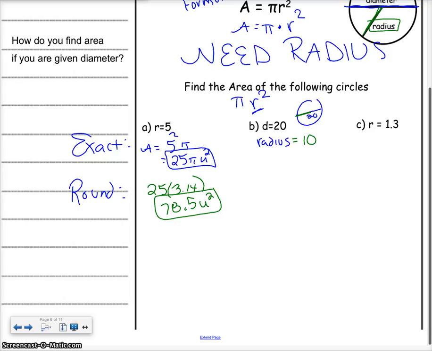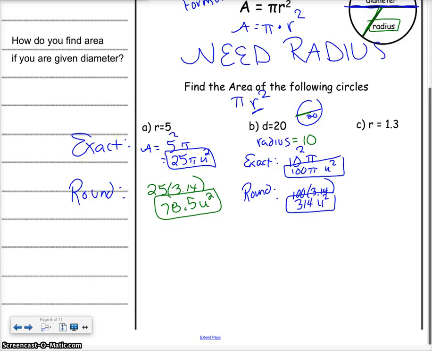And then I use pi r squared, so you have exact and rounded. Exact, you leave pi, round, 3.14. So my exact one is radius squared times it by pi. So 10 squared times it by pi, which is 100 pi. And this would be square units. That's exact. Rounded is 100 times 3.14. 314 squared units.